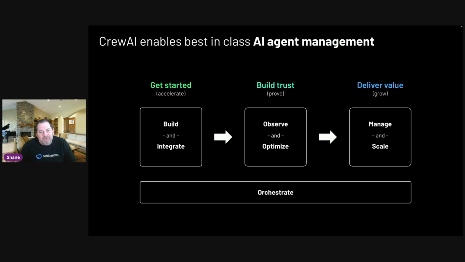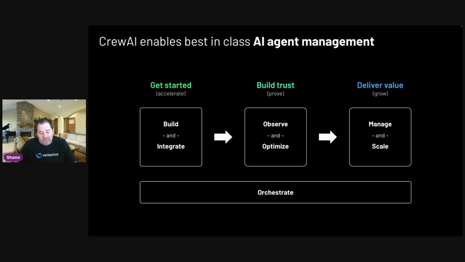But then that second phase is, how can we come to trust these agents, especially if we're delegating increasingly important tasks to them? And that's where we need the ability to observe and optimize, right? We need transparency. We need to understand, why are our agents taking the actions that they are? How are they coming to the decisions that they are? And if they're coming up short, how can we train them to produce better outcomes in the future?